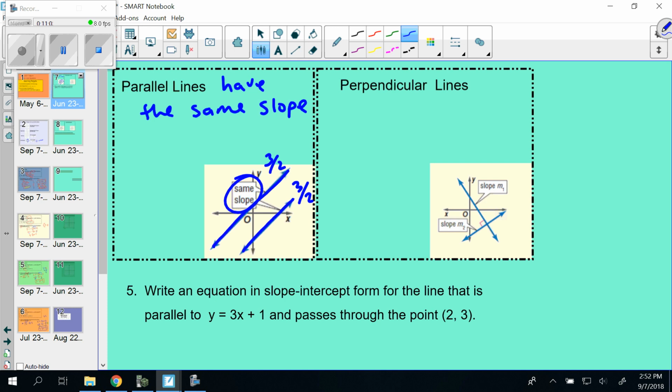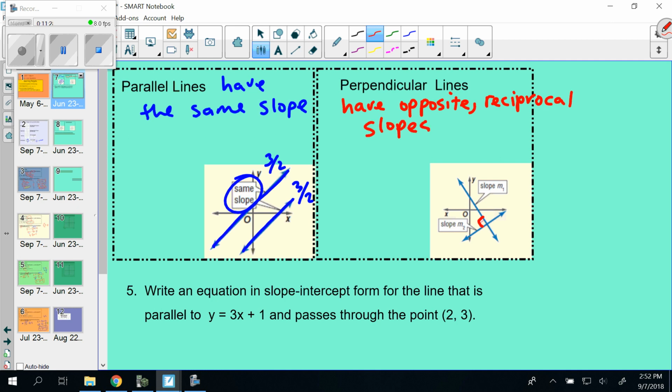Okay, perpendicular lines. Lines that cross at a right angle. You talk about these in geometry. You can see that little symbol showing that it's a right angle. So if you have perpendicular lines, they have opposite reciprocal slopes.